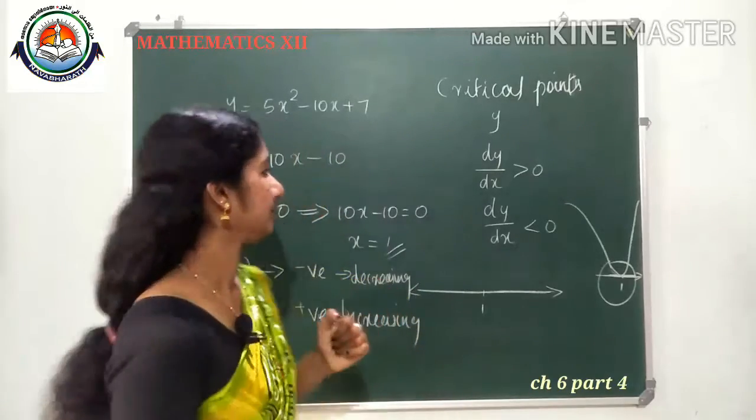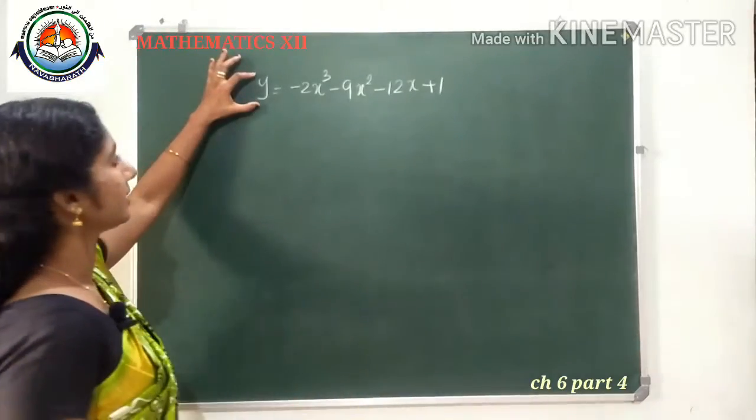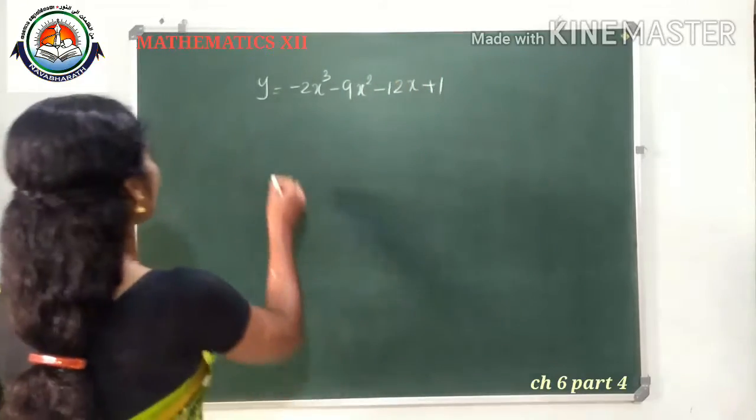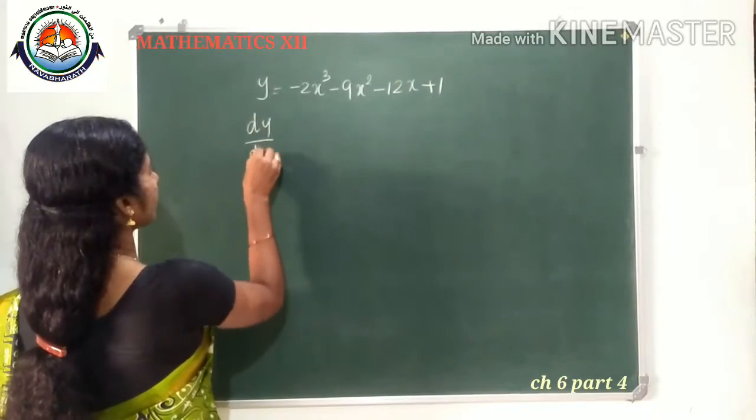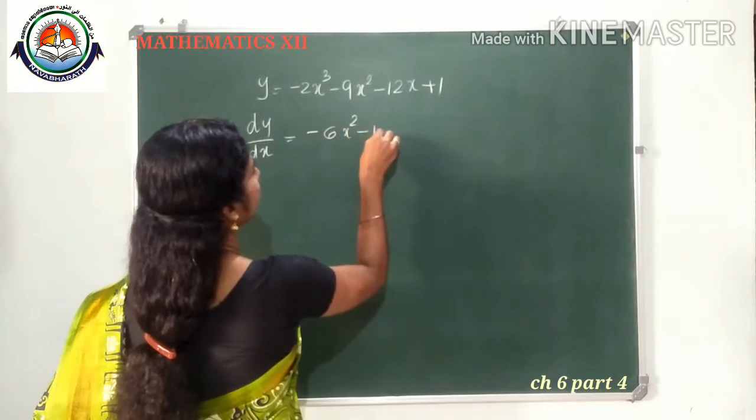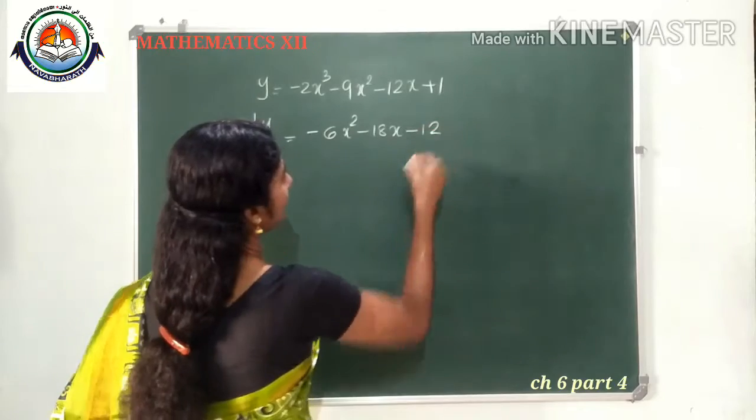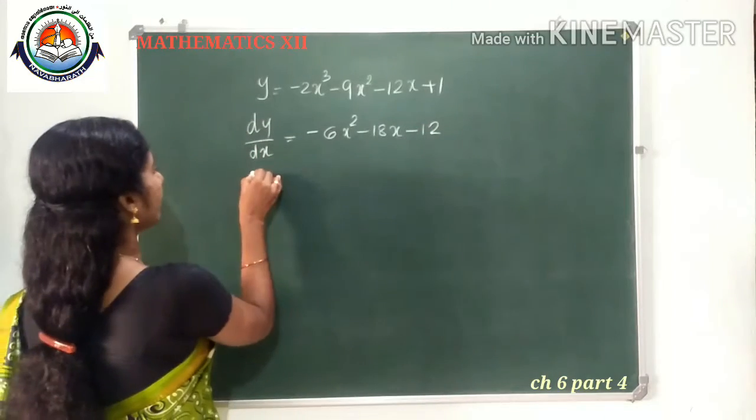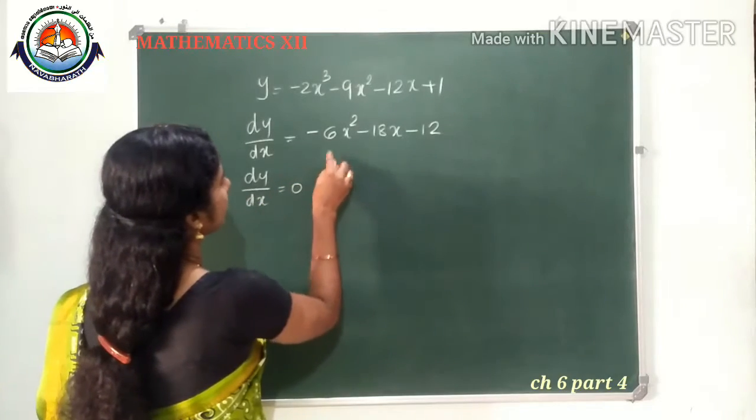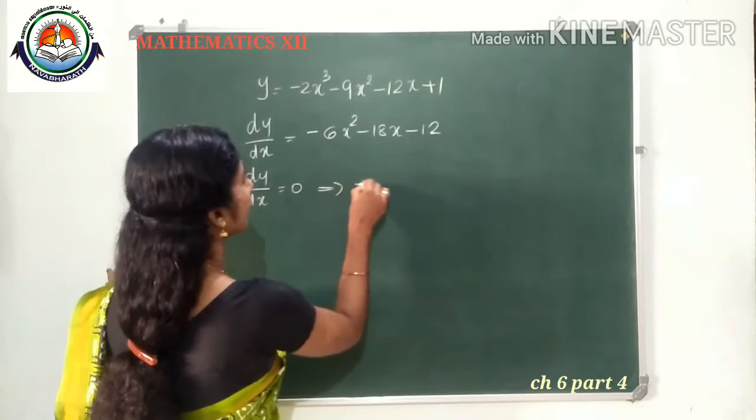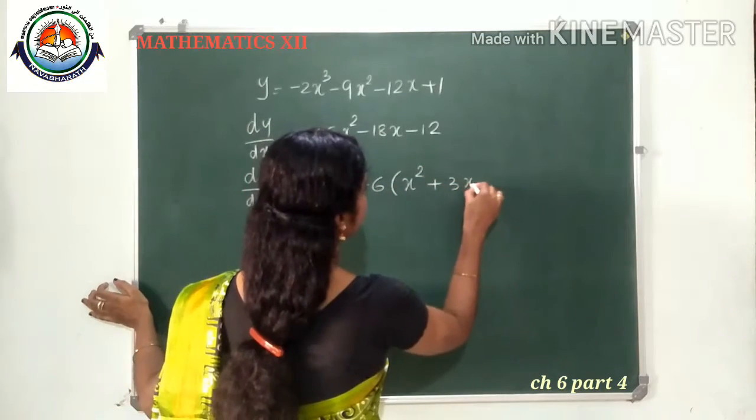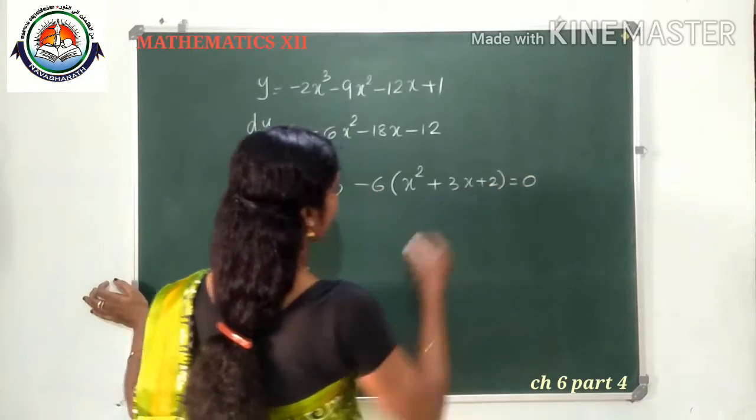Then we have another curve: y equal to minus 2x cube minus 9x square minus 12x plus 1. We find the first derivative: dy by dx equal to minus 6x square minus 18x minus 12. Then putting dy by dx equal to 0, we take minus 6 as a common factor: x square plus 3x plus 2 equal to 0.